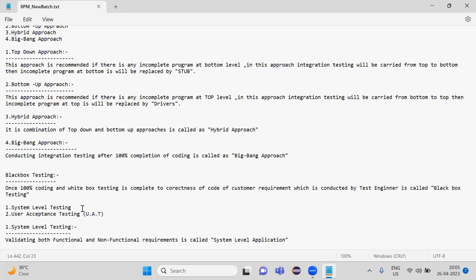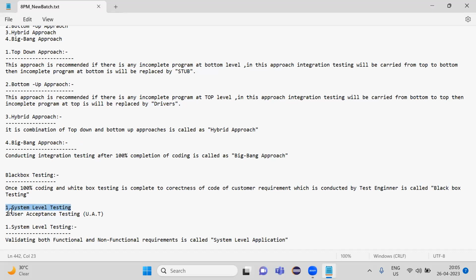Coming to white box testing, it is divided into two types. One is unit level testing, and the second one is integration level testing. Coming to black box testing, it is divided into two types. One is system level testing, and the second one is UAT, user acceptance testing. What is gray box testing? It is a combination of white box and black box testing. Up to where have we discussed? We have discussed up to system level testing.